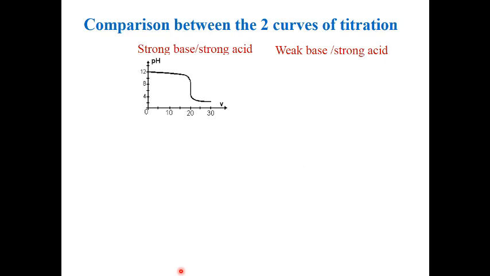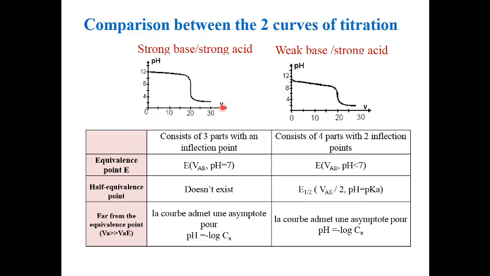At the end, we have to compare the titration curves between a strong base and a strong acid, and a weak base and a strong acid. As you can notice here, this one consists of 3 parts with 1 inflection point. Here, there are 4 parts with 2 inflection points. The equivalence point here is Va, the volume of acid added at equivalence, and the pH is always 7 when it is a strong species. Here, no, the pH is less than 7. It is acidic, as we said, due to the conjugate acid coming from the weak base.